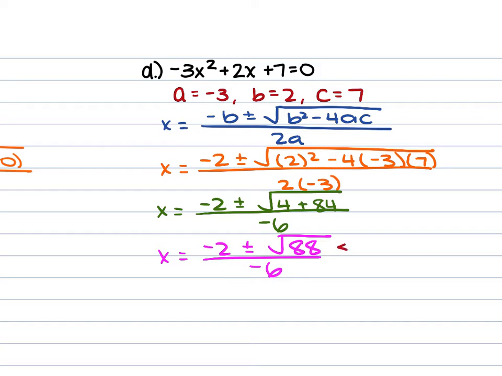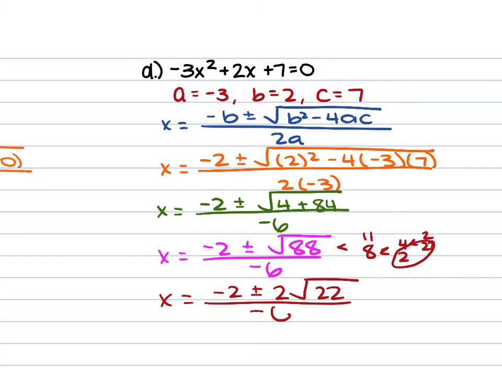From here, that 88 is 8 and 11. 8 is 2 and 4. 4 is 2 and 2. We're doing the square root, so a set of 2. This is going to simplify to be x is equal to negative 2 plus or minus 2 square root of 2 times 11, which is 22, all over negative 6.